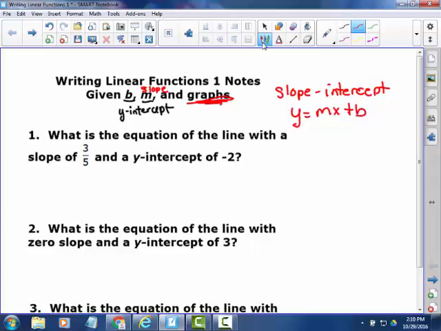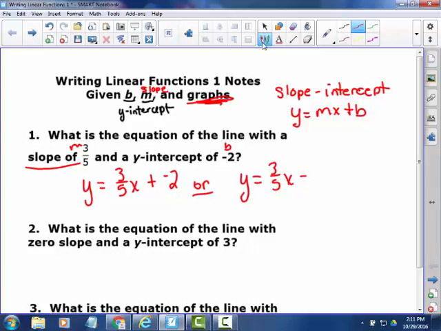Okay, so if we look at the first question here, it says, what is the equation of the line with a slope of 3/5 and a y-intercept of -2? Well, we know slope of means this is our m value. Y-intercept of means this is our b value, so we simply put it together. Y equals 3/5 x plus -2, or, more simplified, y equals 3/5 x minus 2. Ta-da!